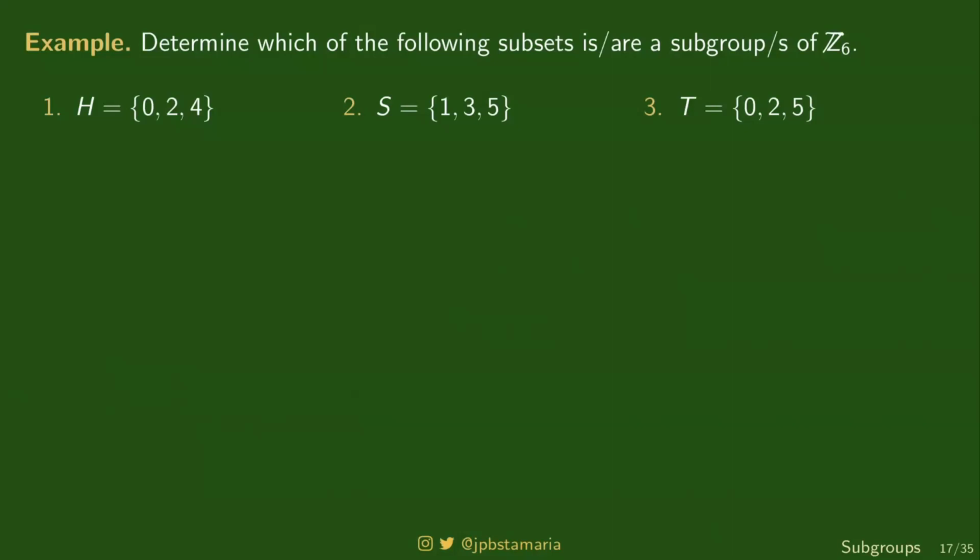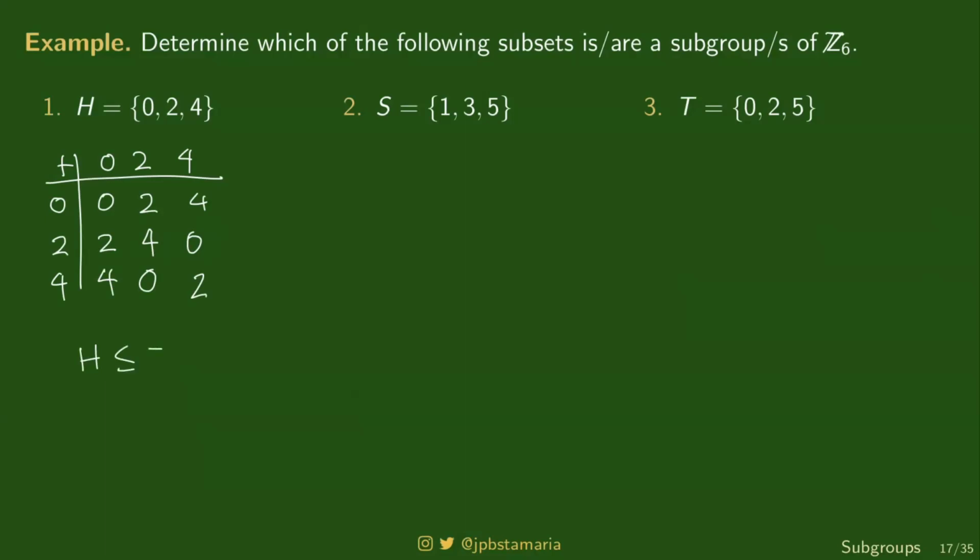Yes. How would you prove that? You have to present this table. Pag magpo-prove ng closure, kailangan may present yung table na ito. Kailangan walang lalabas na ibang element. 2 plus 2, 0. 2 plus 4, 2. Ay, tama ba yun? Ulit. Mali. 2 plus 2, 4. 2 plus 4, 0. 4 plus 0, 4. 4 plus 4 is 2. Yeah, so closed. So H is a subgroup of Z sub 6.